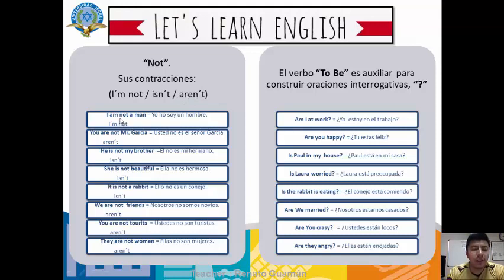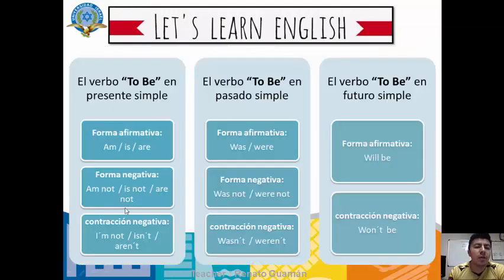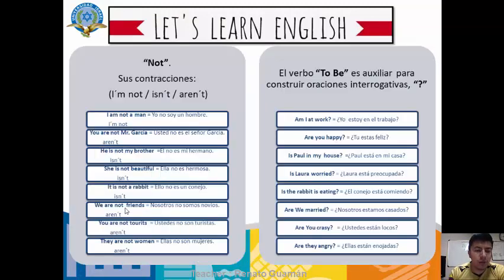For example, I am not a man, or you are not Mr. Garcia, or you aren't Mr. Garcia. He's not my brother. He isn't my brother. She's not beautiful. She isn't beautiful. It's not a rabbit. It isn't a rabbit. We are not friends. We aren't friends. You are not tourists. You aren't tourists.